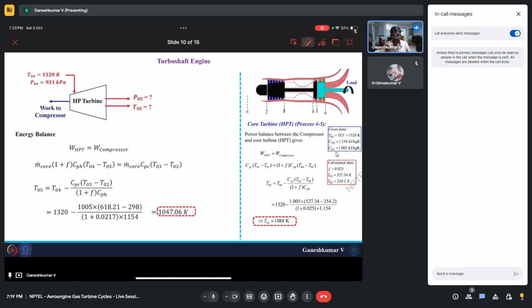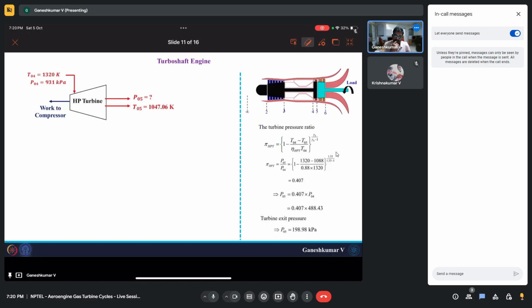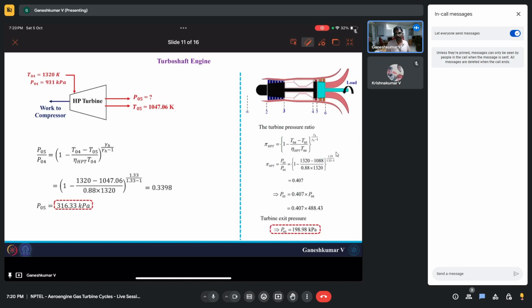All right, let's move forward. Let's see what happens to the pressure. For the pressure, again, we all know from the isentropic efficiency formula, you can derive this relation. You will end up having a pressure ratio of 0.3398. However, in flying condition, you had a pressure ratio of 0.407. Okay, so this will lead to a turbine exit pressure of 316.33 kilopascal, whereas in flying condition you got 198.98 kilopascal.